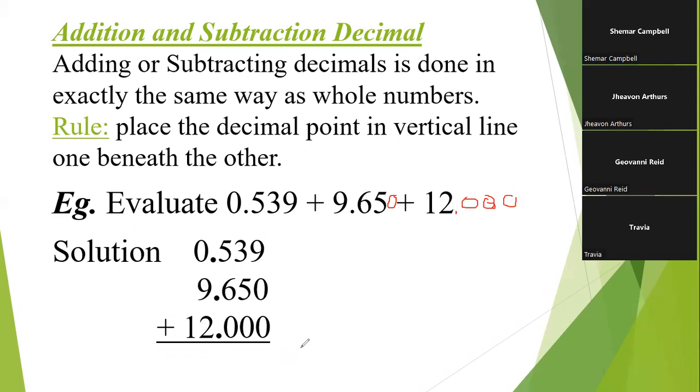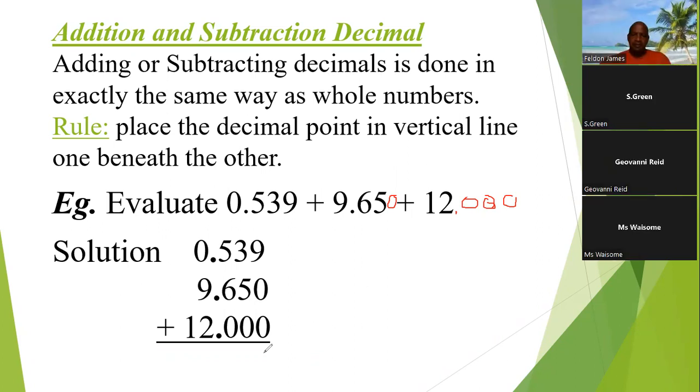So once you line them up like that, then you add in the usual way that you would add whole numbers. To do this, we simply add 0 plus 9. Down here we would get what? We would get 9. And if we add 0 plus 5 plus 3, down here we would get what? 8. And if we have 6 plus 5, we get 11. So we would put down 1 and carry the 1.